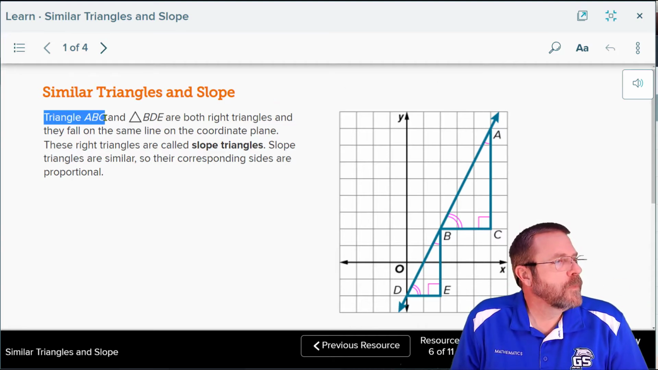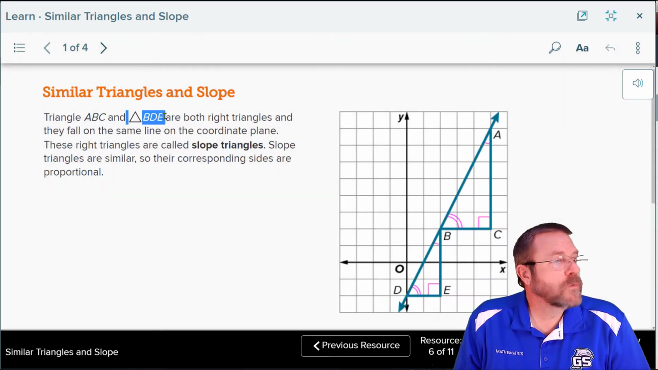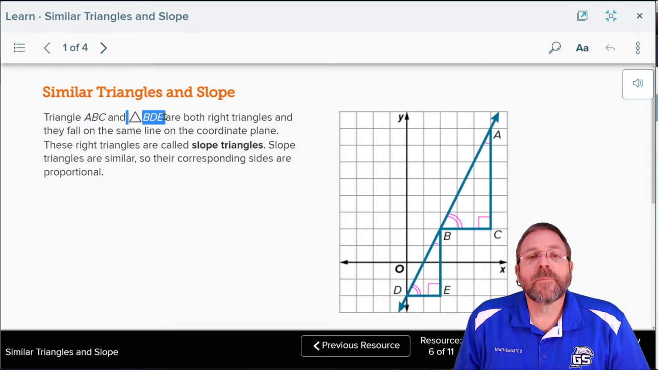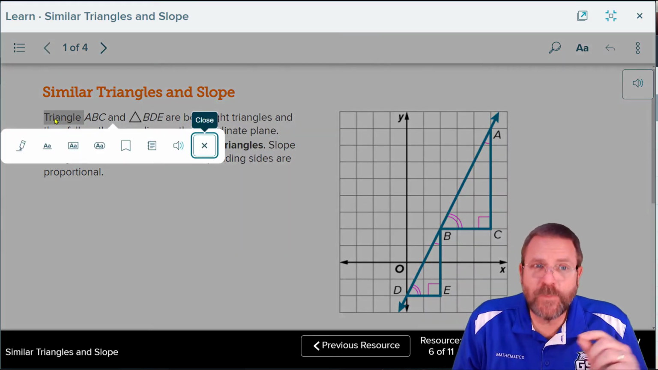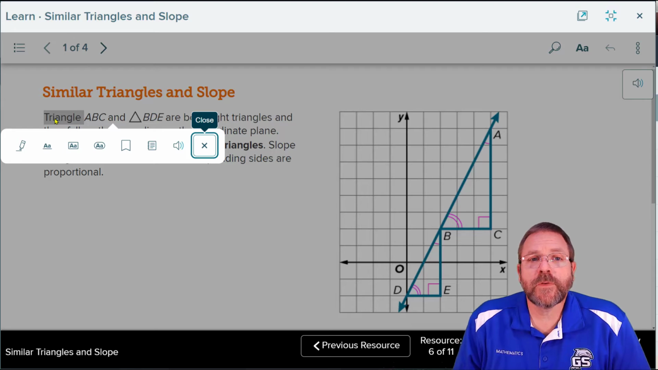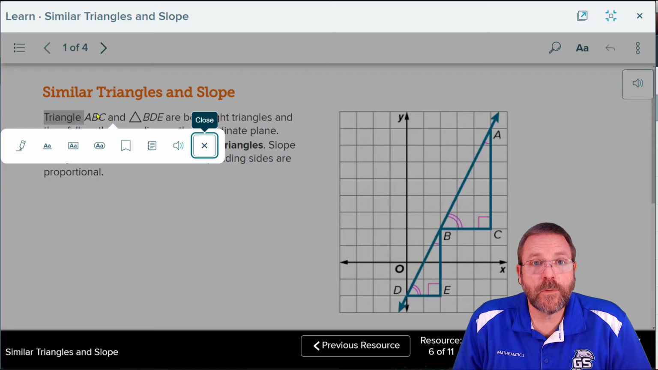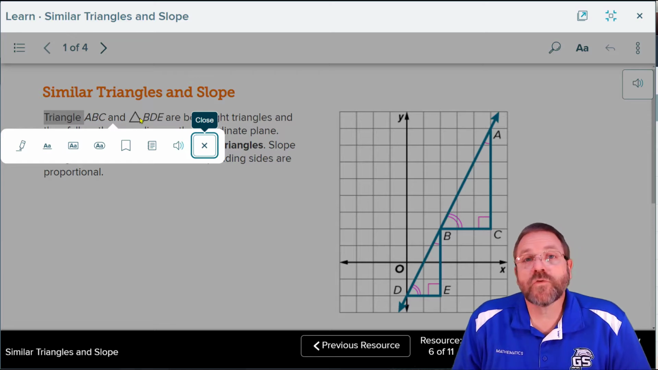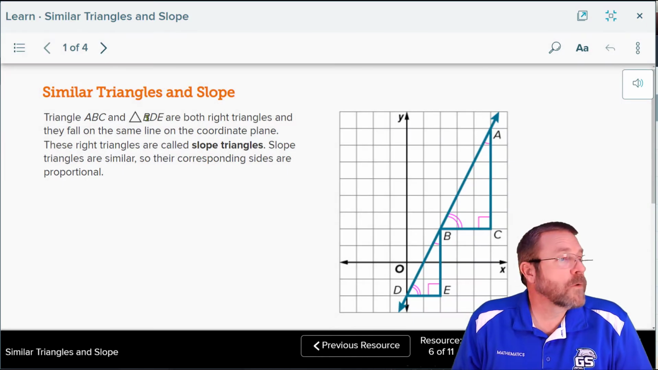This one here, they use the word triangle. This one here, they use the symbol triangle. It's because this one starts off a sentence. You cannot use the symbol for triangle when starting off the sentence, so they had to use a word. That's why this says triangle ABC in a word, and this one says triangle BDE using the symbol triangle.